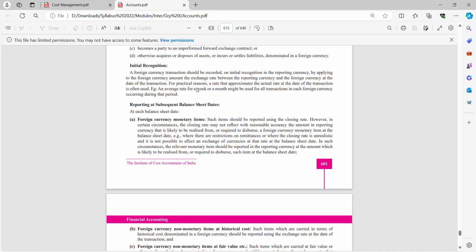Next we have reporting at subsequent balance sheet date. Foreign currency monetary items should be reported using the closing rate. For example, today we made a transaction. I have purchased from you on 18th March, but I will not make the payment today. I'll make the payment on 5th April. In between, you have 31st March.